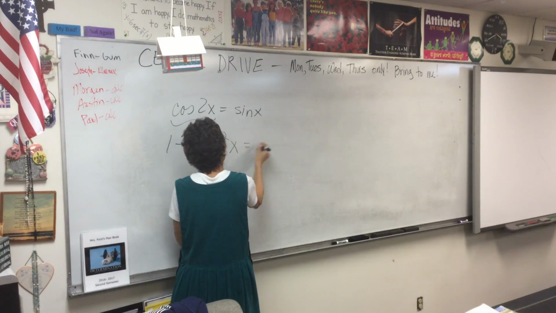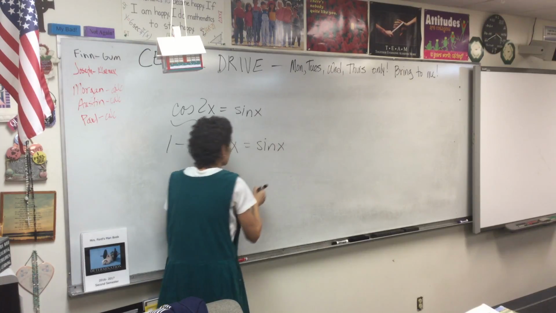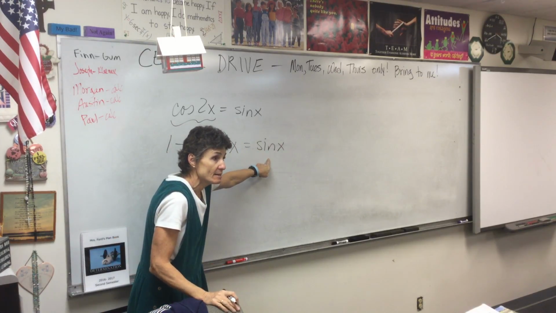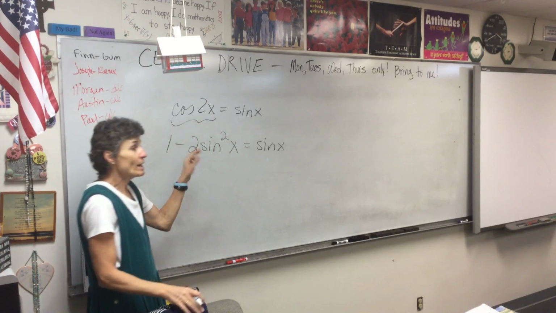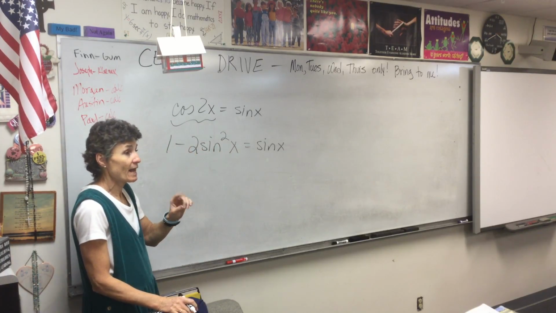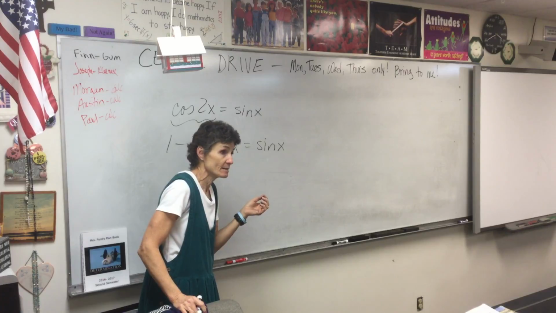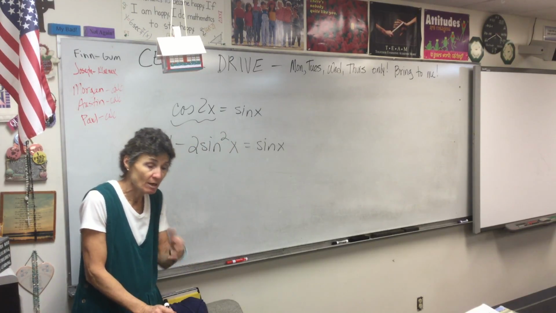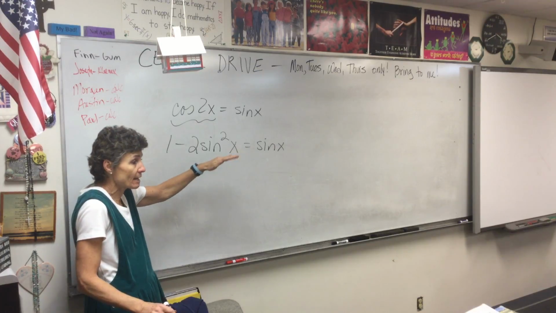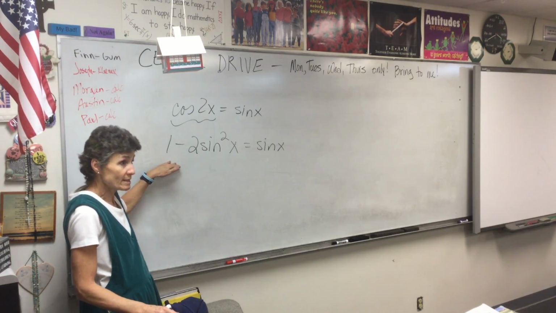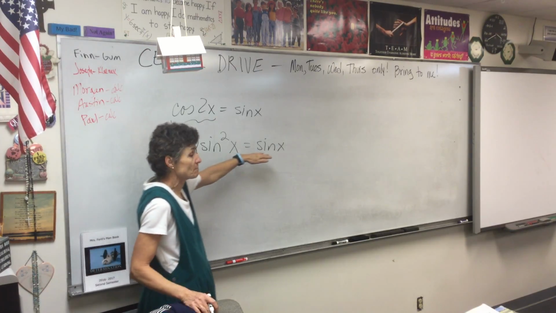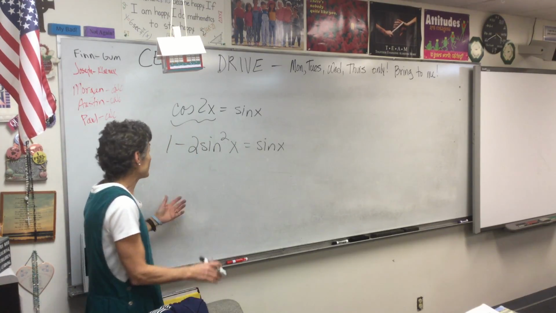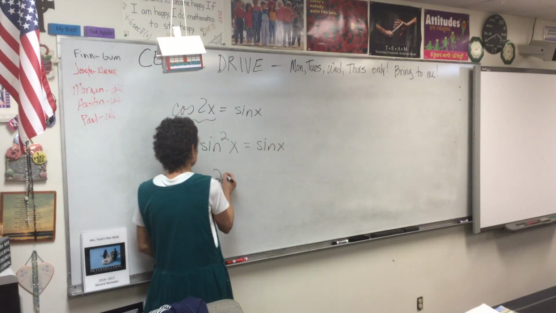And why does that one make the most sense? Because the problem already has a sine in it. We don't want problems to have cosines and sines. That's like having 2 variables, x's and y's, in the same equation. We want all the same. So when we have a choice, we're going to pick the one that keeps it all the same. Now I'm going to get this thing set equal to 0.